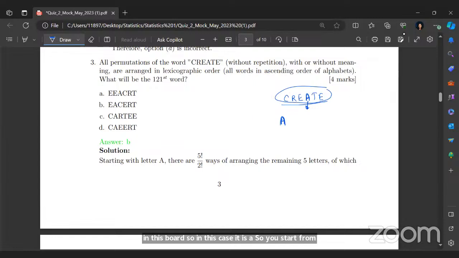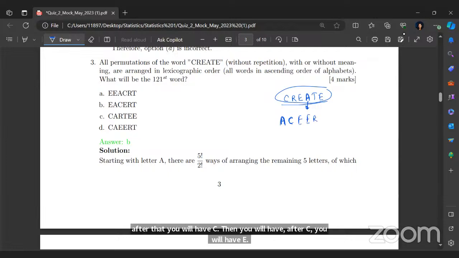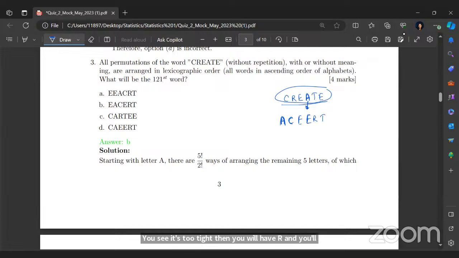So after A you will have C, then after C you will have E. You see it's 2 times. Then you will have R, then you will have T. Something like this. Then when you make the next word, it will go like maybe TR, right? So this is the order in which you have to do it.